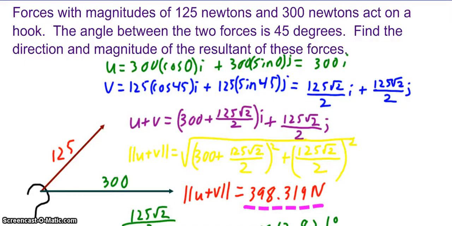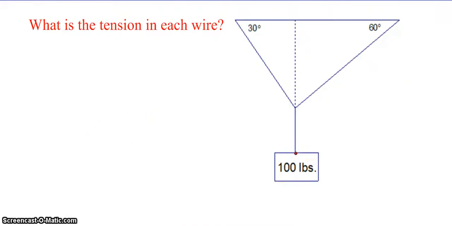Okay, now we're on part 2, moving on to the last example. So what is the tension in each wire? By each wire, I'm saying, let's call this X, and let's call this Y. So if you know this is 100 pounds, and you know that's 30 degrees, and this is 60 degrees, I want you to find the tension in each wire.